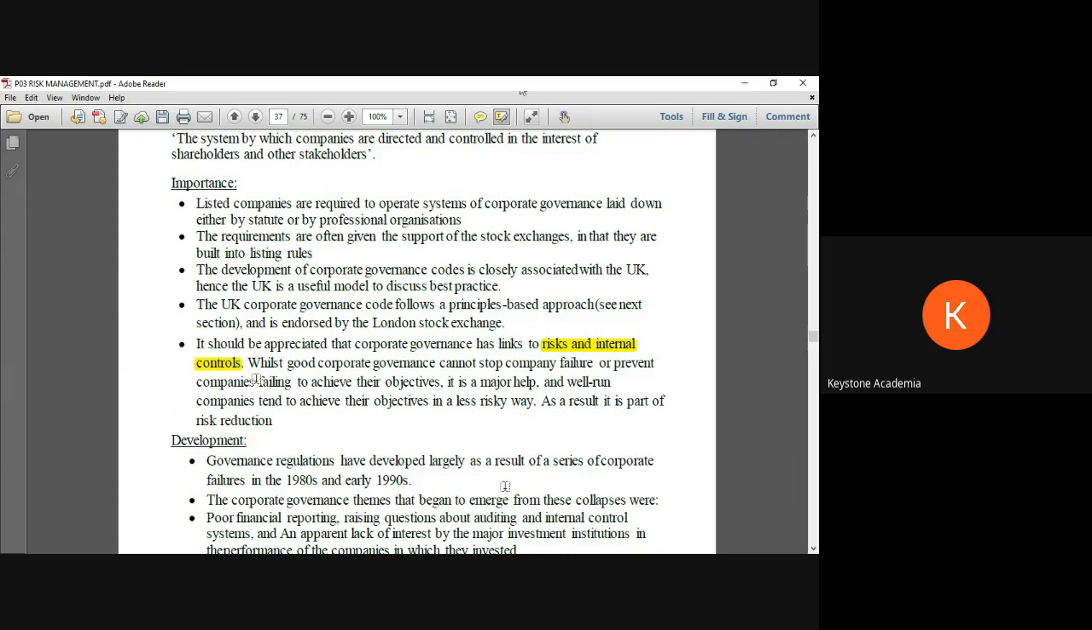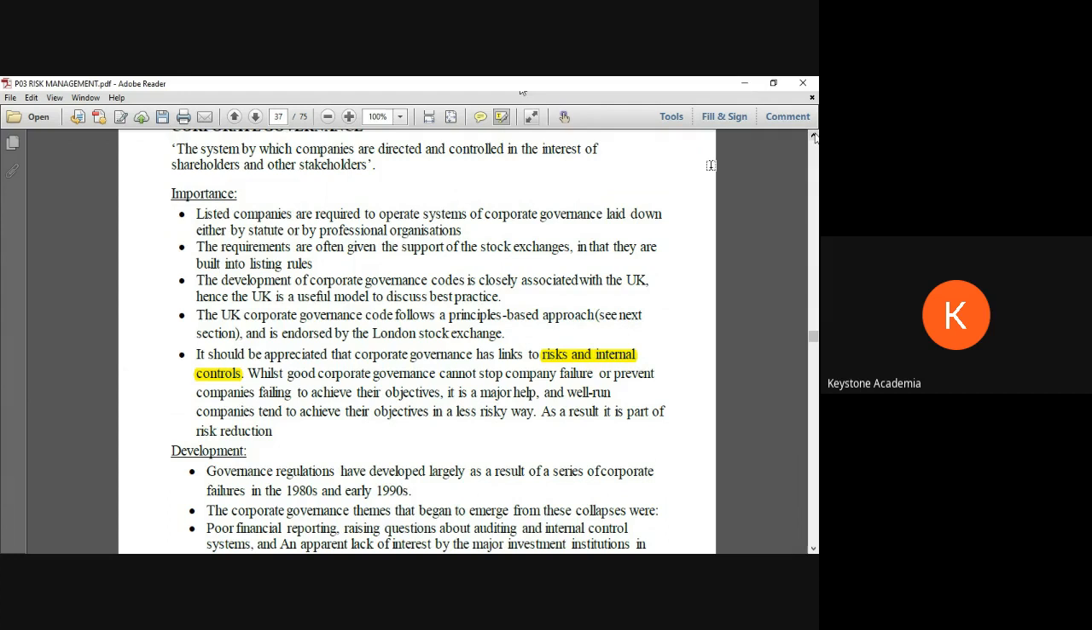Okay. While good corporate governance cannot stop company failure, remember there is a weakness of corporate governance. What can be the weakness? It will not guarantee that you take the right decision. It is just helping us to reduce the downside risk. If the management is not of good quality and doesn't have experience or expertise, they will end up failing. Corporate governance cannot help them. But it's a major help, as well-run companies tend to achieve their objectives in a less risky way. As a result, it is part of risk reduction.